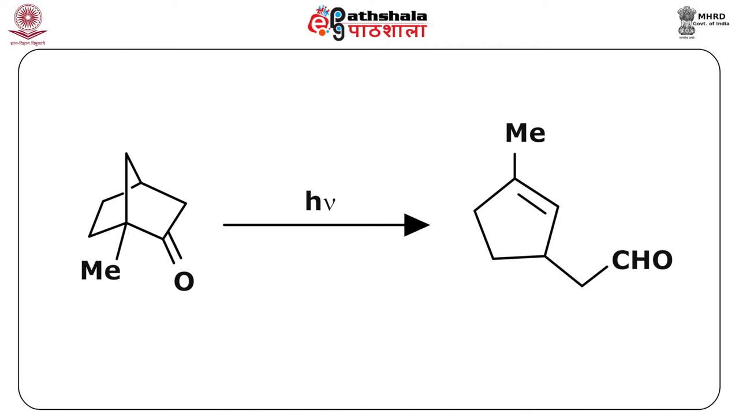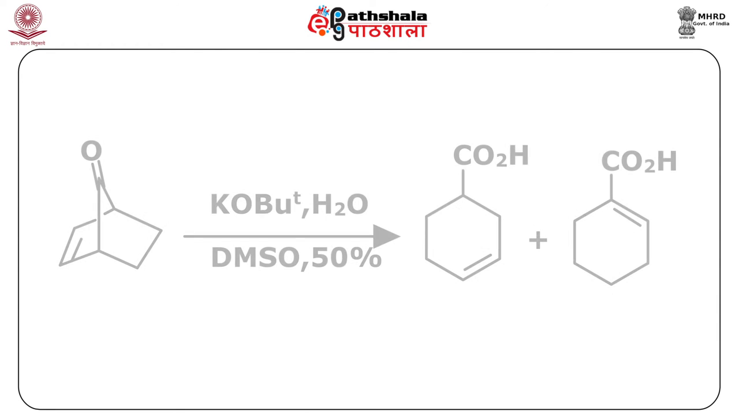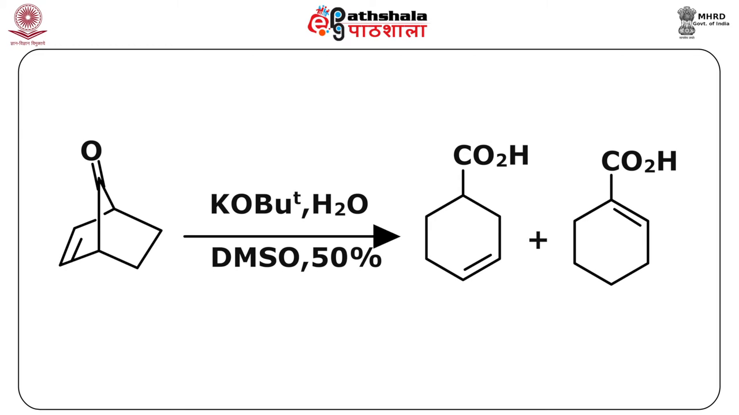The reaction of norbornene derivative through path 2 takes place through the photochemical alpha cleavage of cyclic ketones. Thus, alpha cleavage of 1-methyl norbornen-2-one gives an unsaturated aldehyde through abstraction of the syn-C7 hydrogen by the intermediate carbonyl radical, as shown here in the scheme, which indicates the photochemical reaction of the bridged ring. The reaction of norbornene through path 3 leads to cyclohexene derivatives.